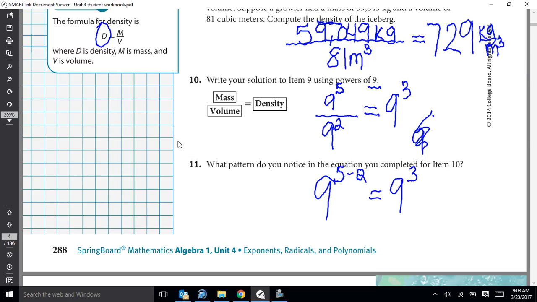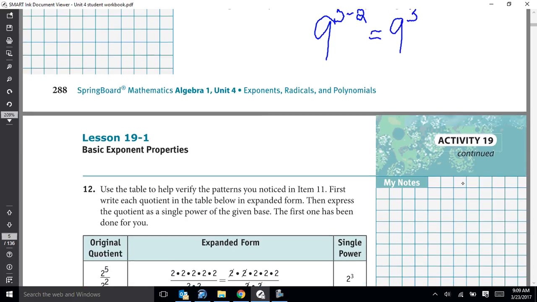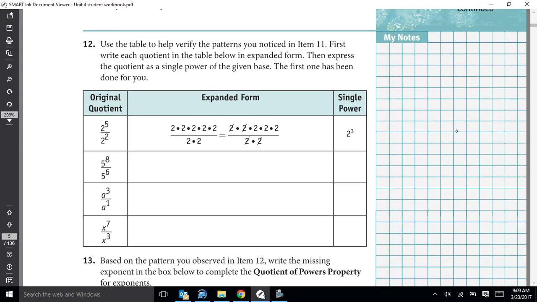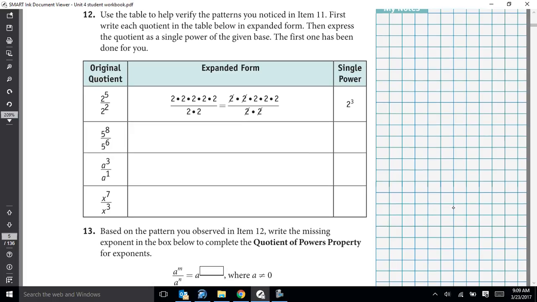All right. Questions? Comments? Frustrations? Grievances? All right. So use the table to help verify the patterns you noticed in number 11. So let's complete this and then do 12 and 13. And then we'll look at 14 together.